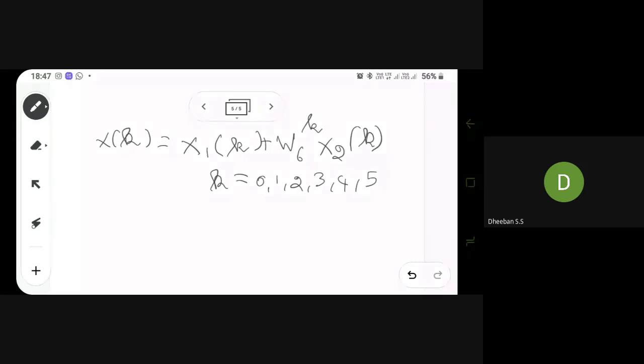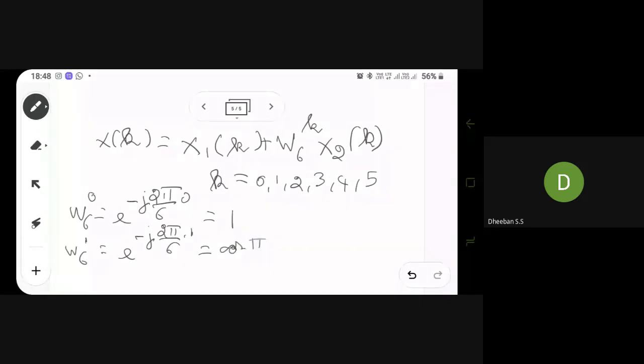So put W6 of 0, we get e power minus j 2 pi by 6 into 0, so it is equal to 1. W6 of 1 is equal to e power minus j 2 pi by 6 into 1. This we can write as cos pi by 3 minus j sin pi by 3, which gives 0.5 minus j 0.866. This is your W61 value.